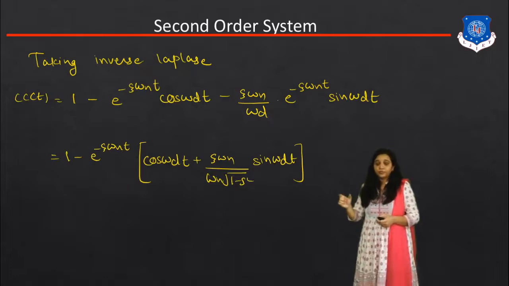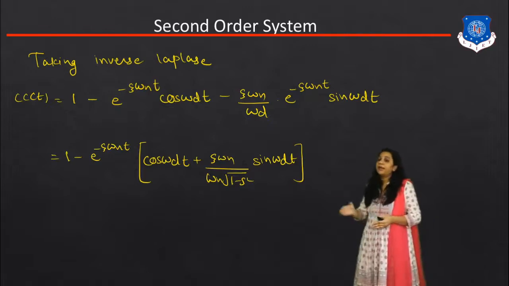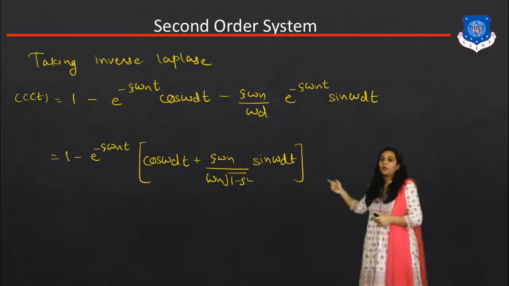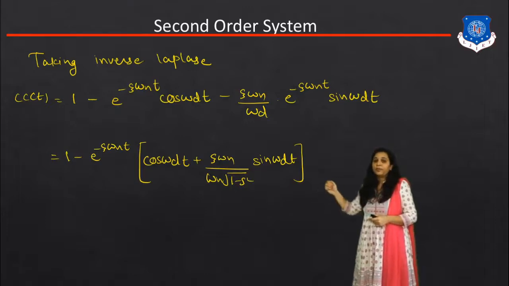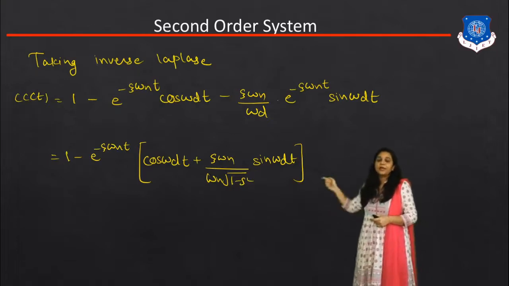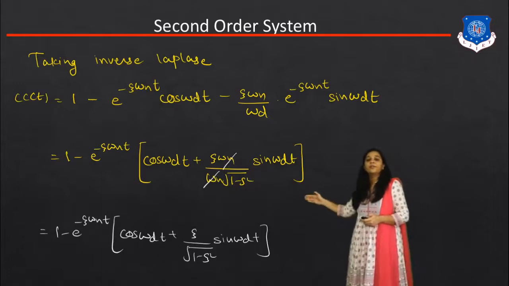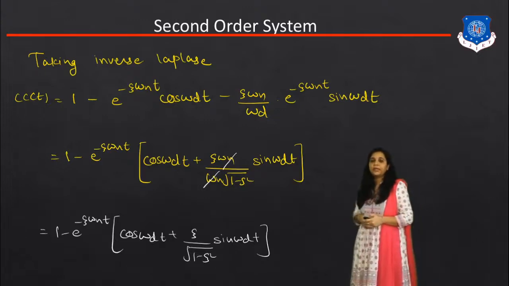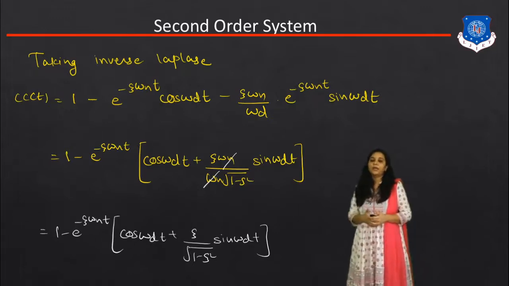We can take the term e raised to minus zeta omega n t as common, so we get 1 minus e raised to minus zeta omega n t in the bracket cos omega d t plus zeta omega n upon omega d, replacing omega d with omega n under root of 1 minus zeta square, sin omega d t. Now omega n is cancelled out. We get 1 minus e raised to minus zeta omega n t in the bracket cos omega d t plus zeta upon under root of 1 minus zeta square sin omega d t.